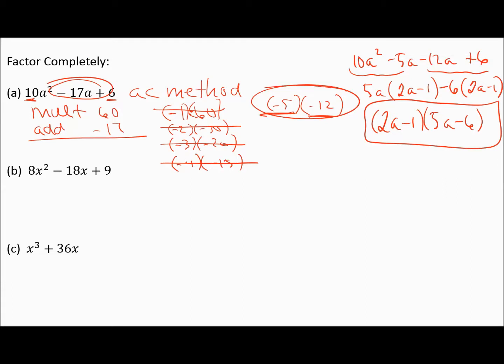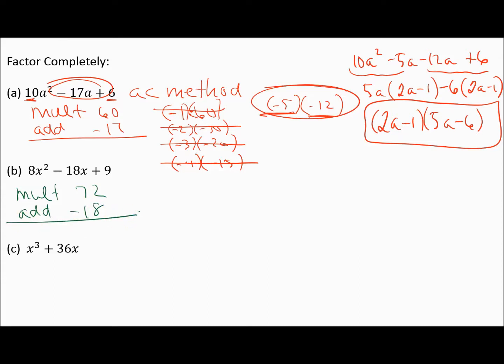Okay, let's try another one. So I'm looking at, once again, a trinomial. Does it have a greatest common factor? I don't see a number that divides into both 8, 18, and 9. And there's not a variable in common either. So we'll try to find numbers that multiply to be 72 and add to be negative 18.